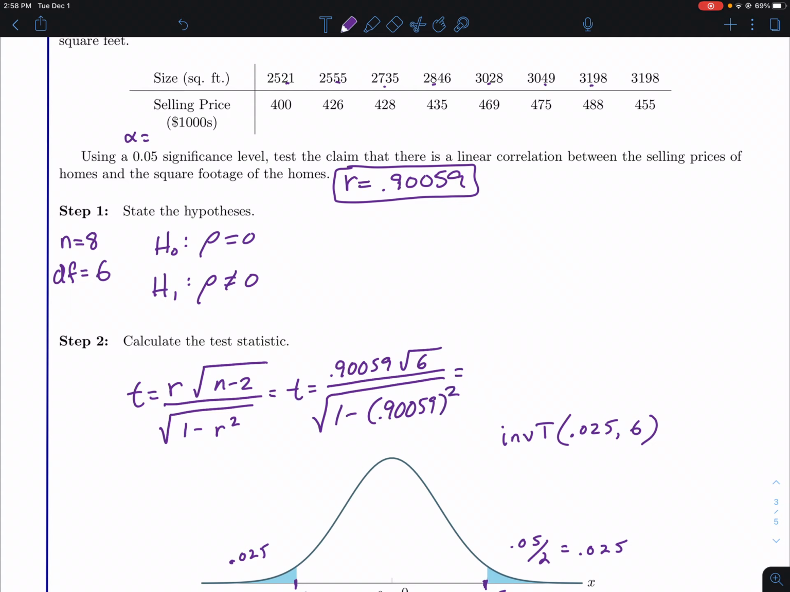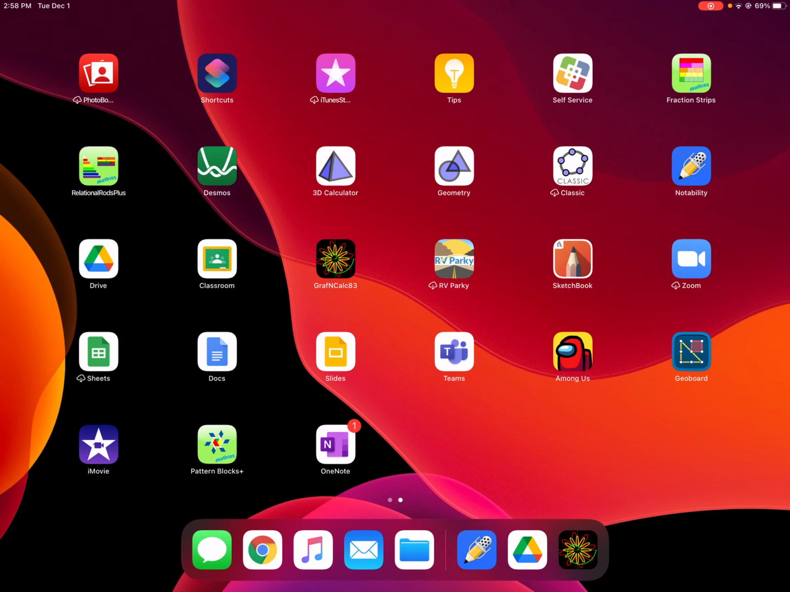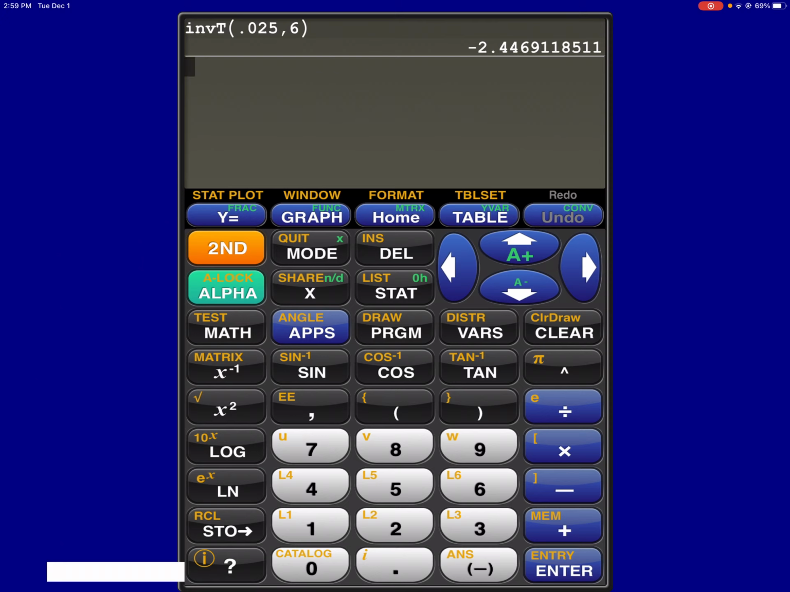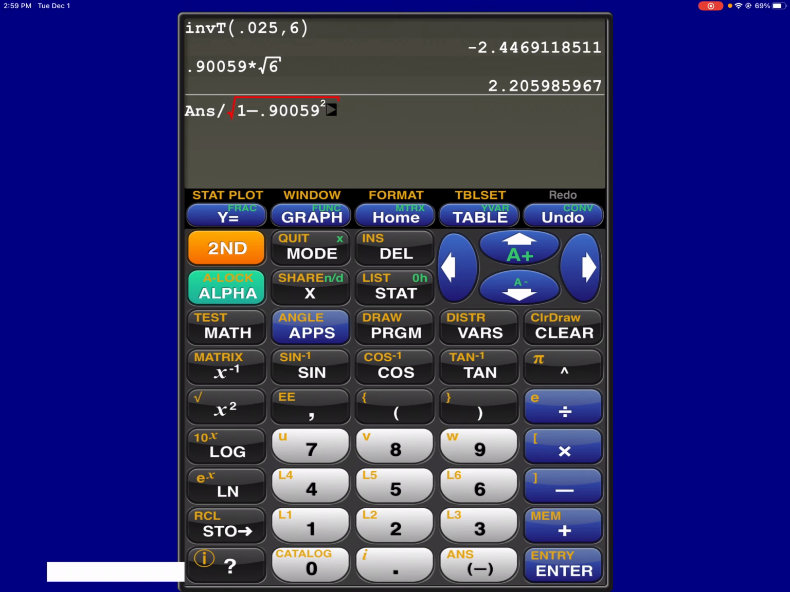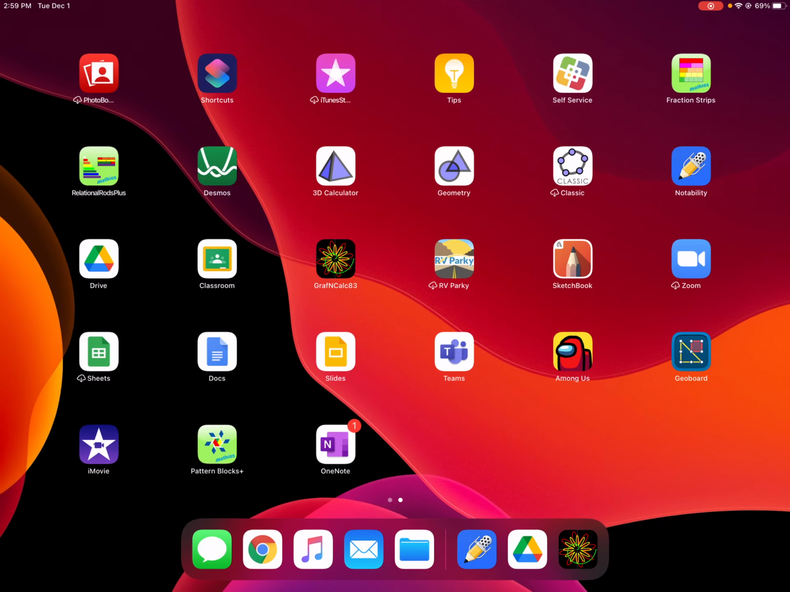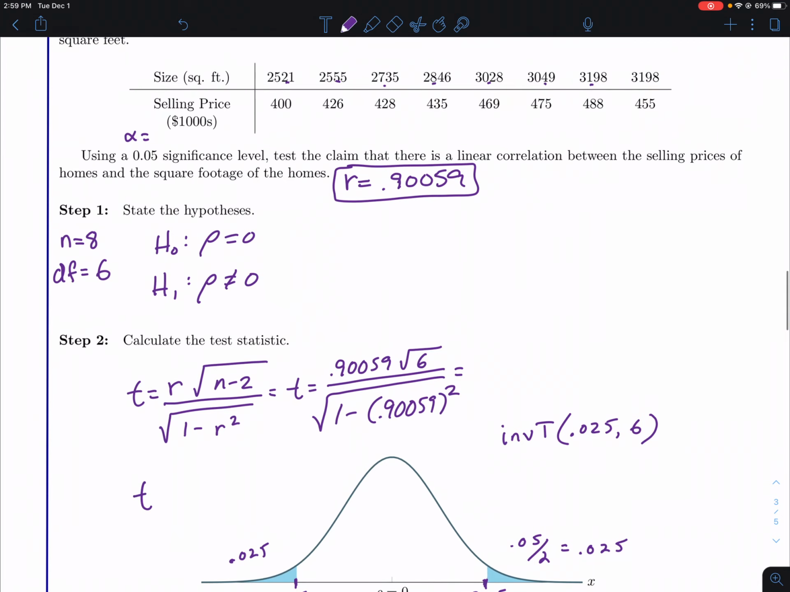Let's type this in the calculator real quick. It's 0.90059 times the square root of 6. That gives me my top number, and then divided by the square root of 1 minus 0.90059 squared. All right, so it looks like our t value is going to be 5.08. So our t is 5.08.